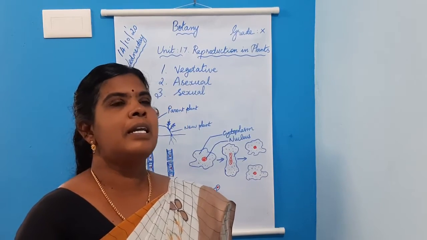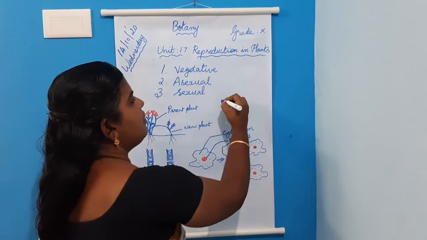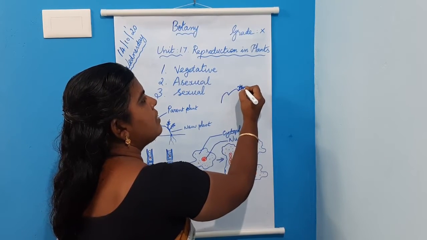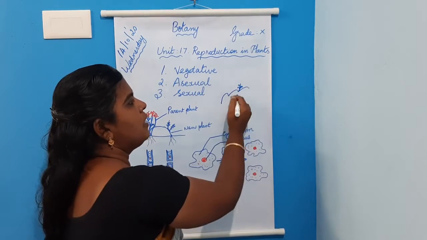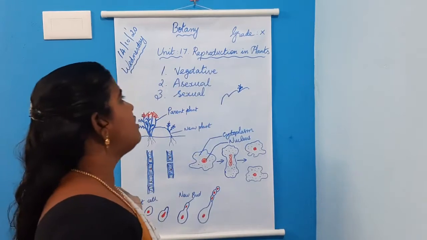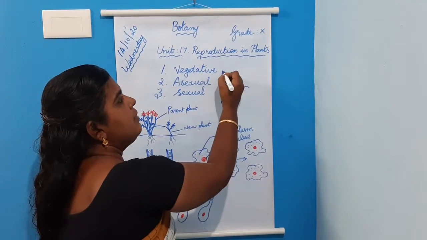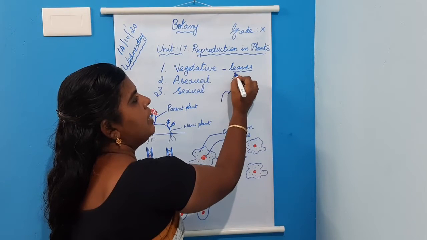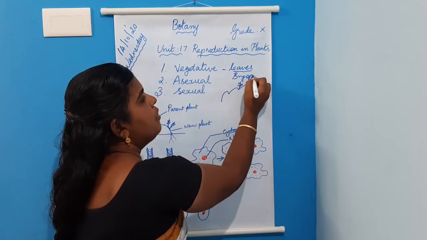For example, in bryophyllum leaves, the margin of the leaf produces the young plant. The leaf margin or the notches of the leaves produce the young plant. So, plants which are propagated by leaves, example, bryophyllum.